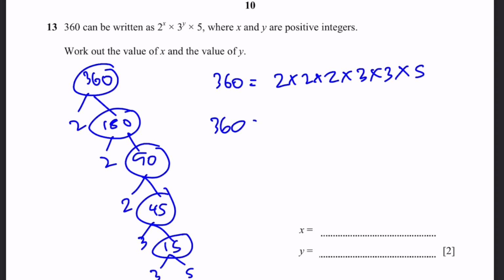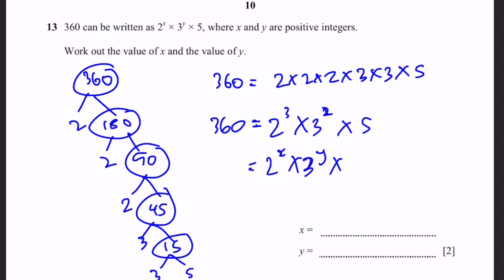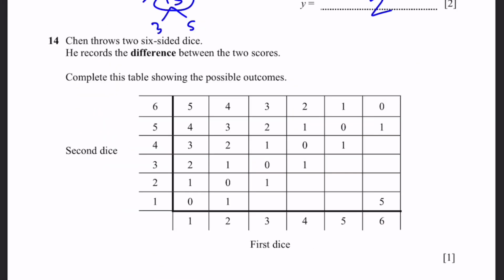So 360 is equal to 2 into 2 into 2 into 3 into 3 into 5. So 360 is equal to 2 to the power of 3 into 3 to the power of 2 into 5, which is equal to 2 to the power of x into 3 to the power of y into 5, as given in the question. We can see 2 to the power of 3 is equal to 2 to the power of x, 3 to the power of 2 equals 3 to the power of y. So x is equal to 3 and y equals 2. That's the answer.